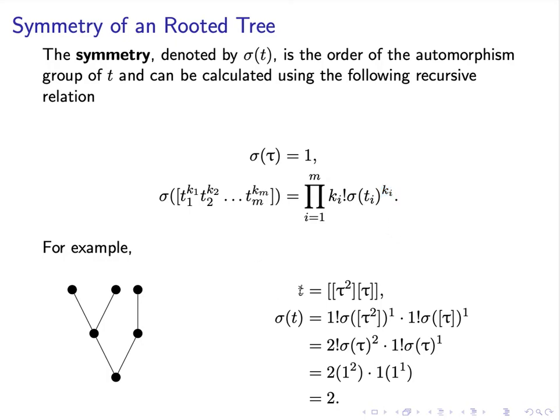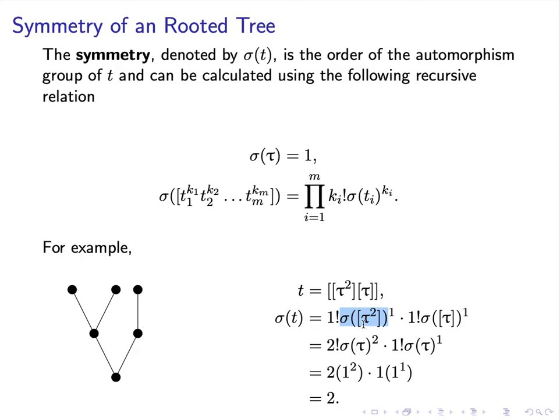So using the same example as before, this tree here appears once, so we have 1 factorial times the symmetry of the tree to the power 1, and this tree appears again once, so it's 1 factorial times the symmetry of that tree to the power 1. Now what we're going to be looking at is this symmetry, the symmetry of this subtree here.